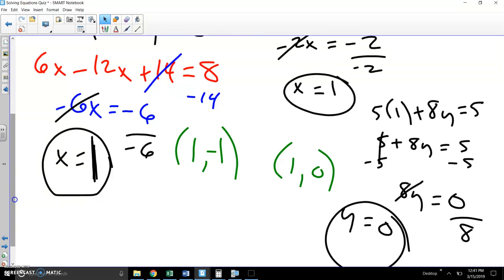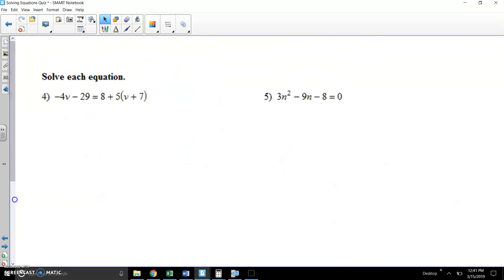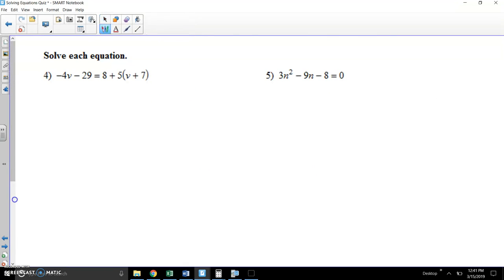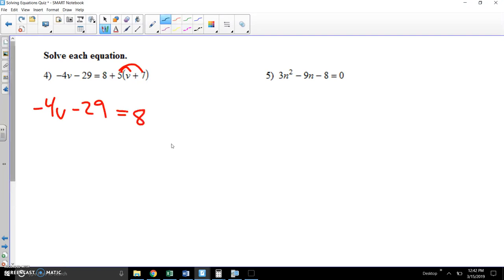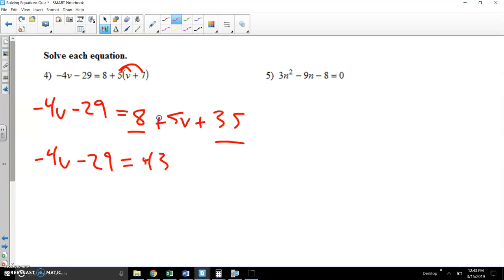Okay. All right, so let's talk about solving equations. So these are linear. The first one's linear, and the second one is quadratic. So we're going to say that this distributes negative 4v minus 29. Okay. So I want to distribute, and that gives you 5v plus 35. The terms on the left do not change, but I see 8 plus 35, and that's 43. Let's then put like terms together. Subtract 5v to this side. That gives you negative 9v.